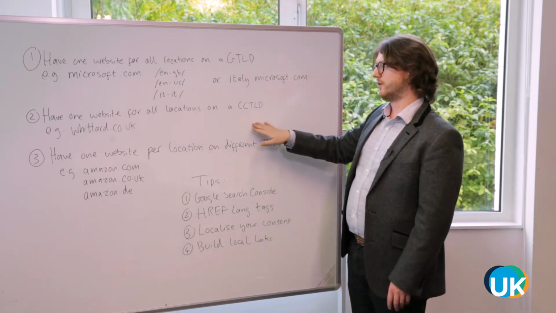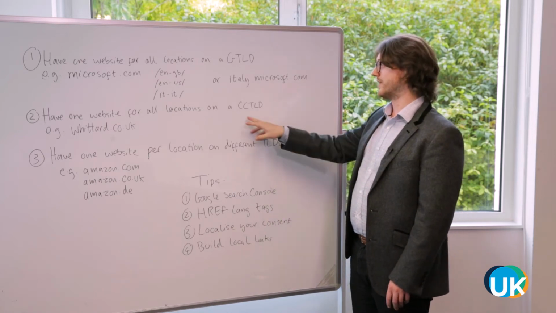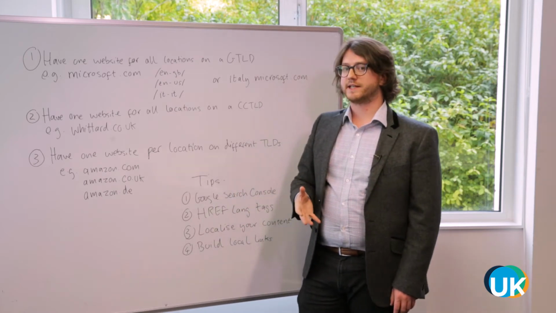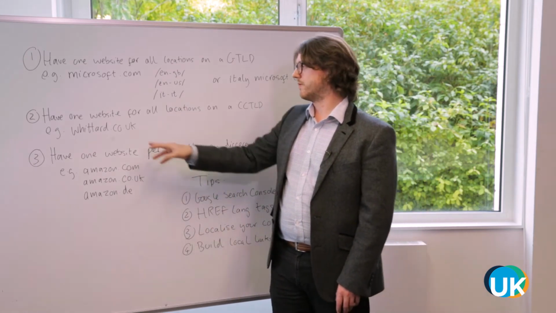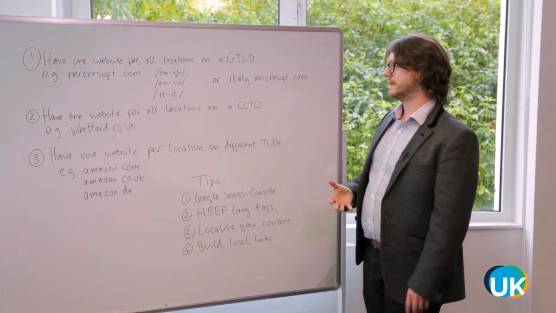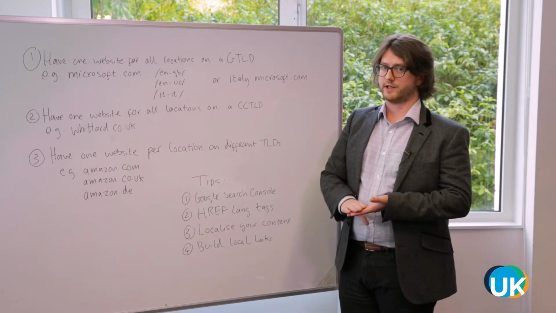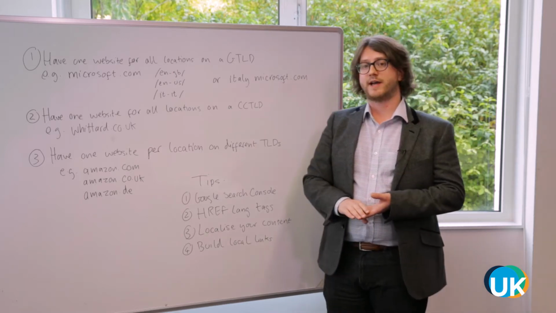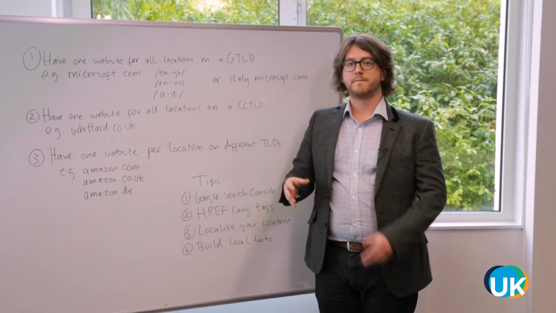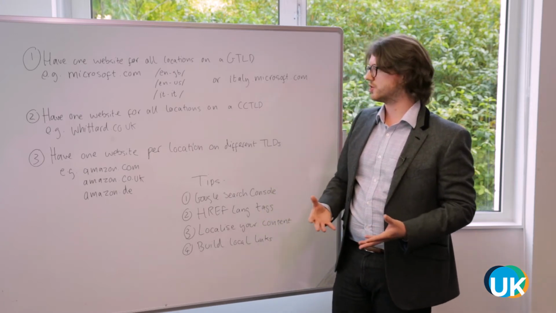So option number two is that you have one website for all locations on a ccTLD. It's actually a bit hard to find an example of this, and I'll talk about why. One example could be witted.co.uk, the tea and coffee merchants. The advantage of doing it this way is that, again, you've got one website to manage. Another advantage could be that by having a .co.uk in this instance, you're promoting the heritage of the company. You're promoting the UK heritage.